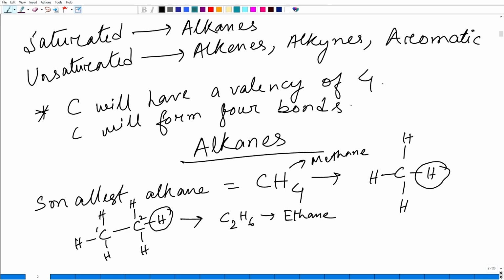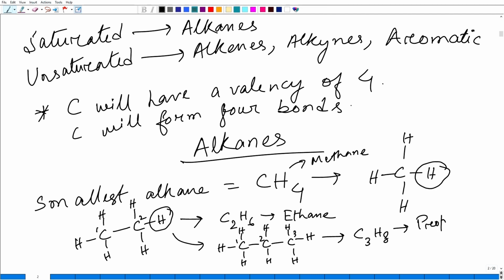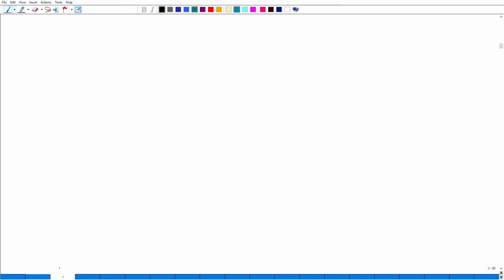Now, again if we replace one hydrogen with carbon, that is one CH3 unit, then we get this. 1, 2 and 3. So, this can be written as C3 and H8. So, this is called propane. So, basically by replacing one hydrogen in each step and replacing it with a CH3 unit, we get the bigger alkanes. So, this goes like this.